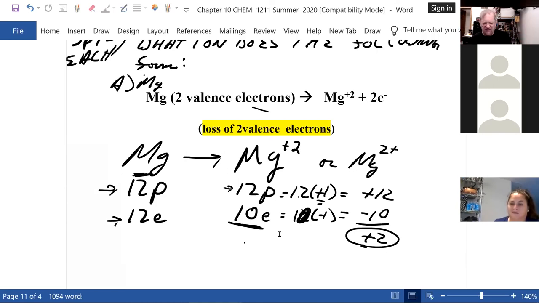It does not happen. So now we know the ion that magnesium will form will have 12 protons, 10 electrons. We know each proton is a plus 1, each electron is a minus 1. Do the math, add it up, get here, and this is the answer, either one of these. Oh, that was fun. Let's do another one.